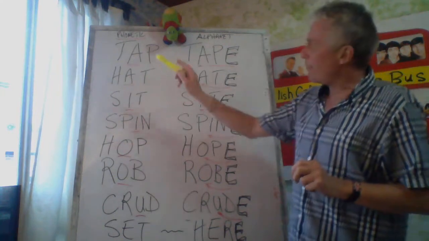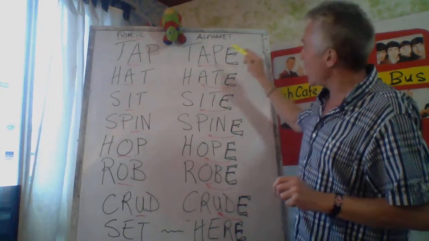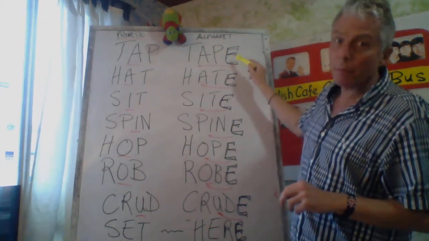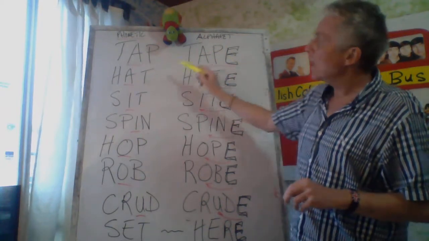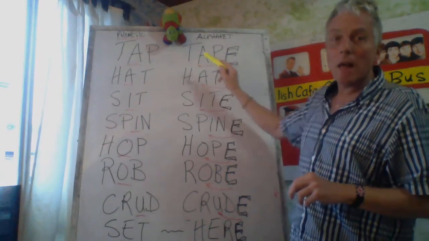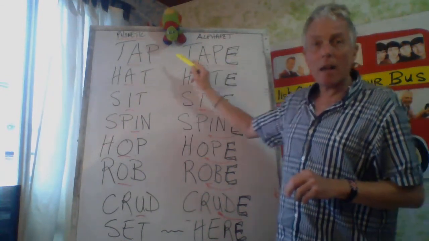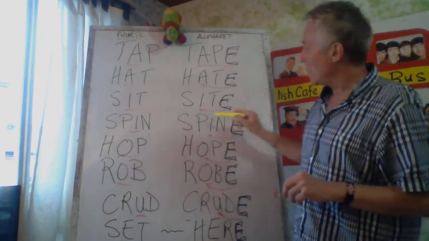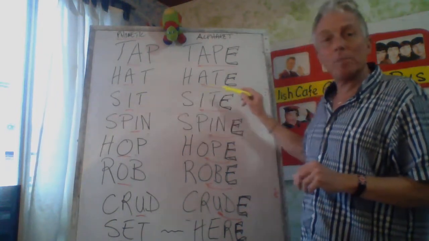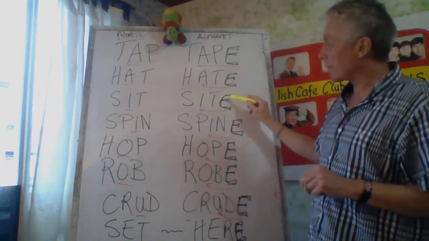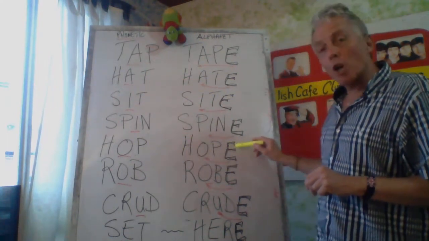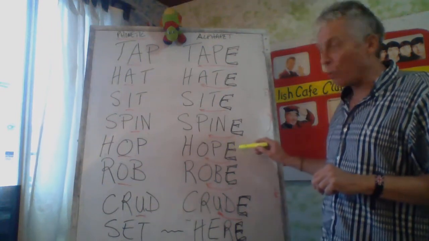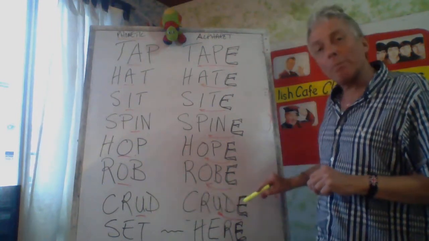Very, very simply, if we take exactly the same words and we add the letter E, listen what happens. Tap becomes tape. Hat becomes hate. Sit becomes sight. Spin becomes spine. Hop becomes hope. Rob becomes robe. Crud becomes crude.